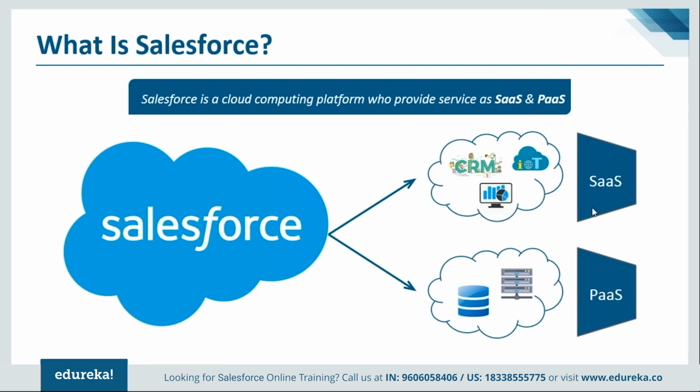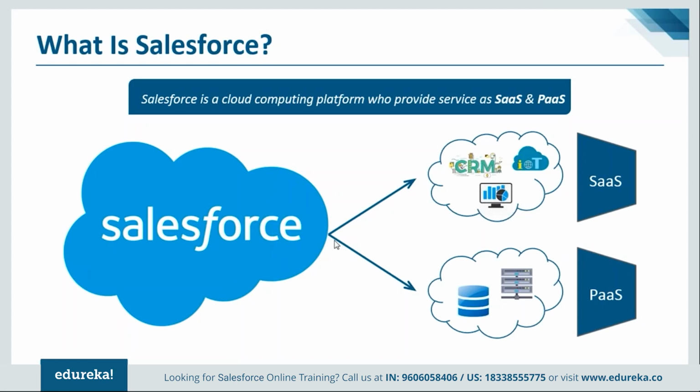Now, the difference between the two is that if you're delivering a software application to your clients or your customers, then you're called a SaaS company. And if you're providing a platform where your clients can build their own software applications on that platform, then it's called a platform as a service company. And Salesforce, they are both a SaaS company and a PaaS company.